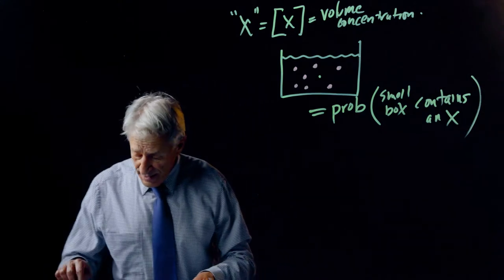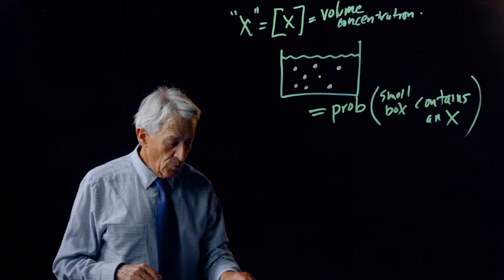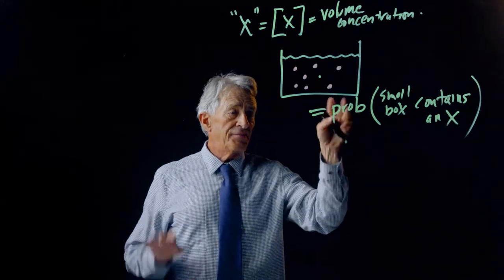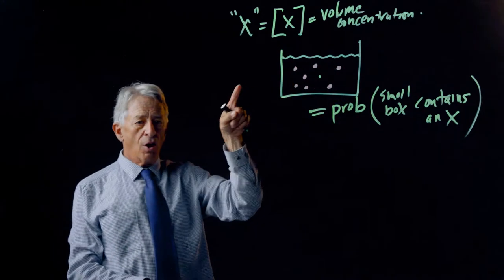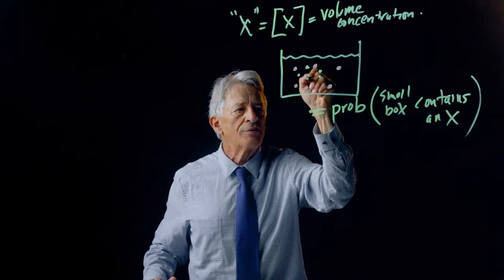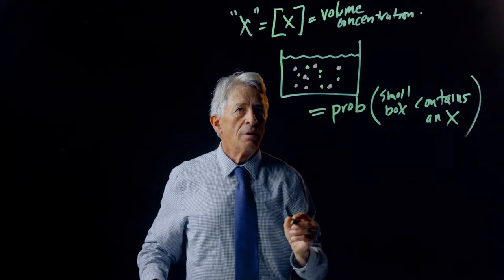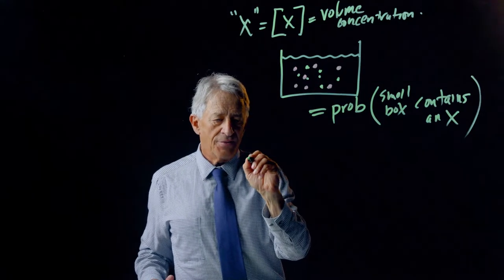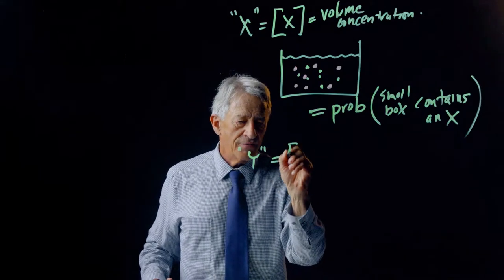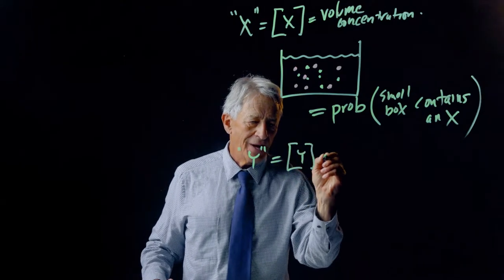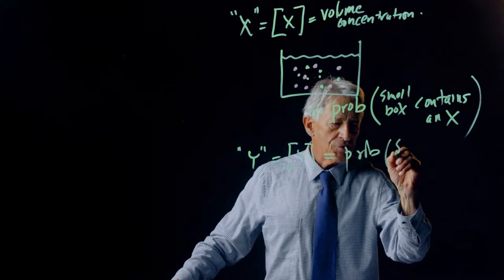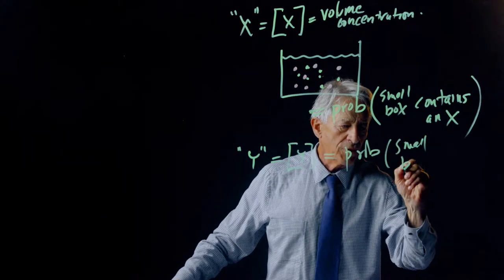Okay, now let's ask ourselves, what is the probability of finding a Y molecule? Well, here are the Y molecules. And it's obvious that the variable Y, which is the volume concentration of Y, is equal to the probability that a small box contains a Y.